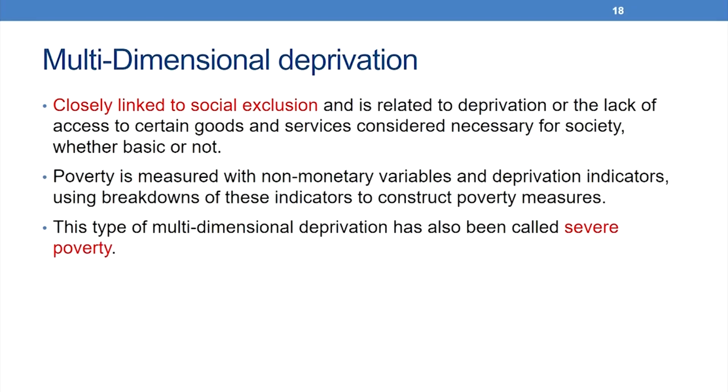And when all of these identities mix, when you are a low caste as well as a person belonging to the female gender and so on, then there are a number of multiple deprivations that one faces because of identity issues. And these concerns do not enter into the calculations of absolute and relative poverty lines. And therefore, it is in this context that multidimensional poverty assumes a lot of importance. So, poverty here is measured with non-monetary variables and deprivation indicators, using breakdowns of these indicators to construct poverty measures. And this type of multidimensional deprivation has also been called severe poverty.